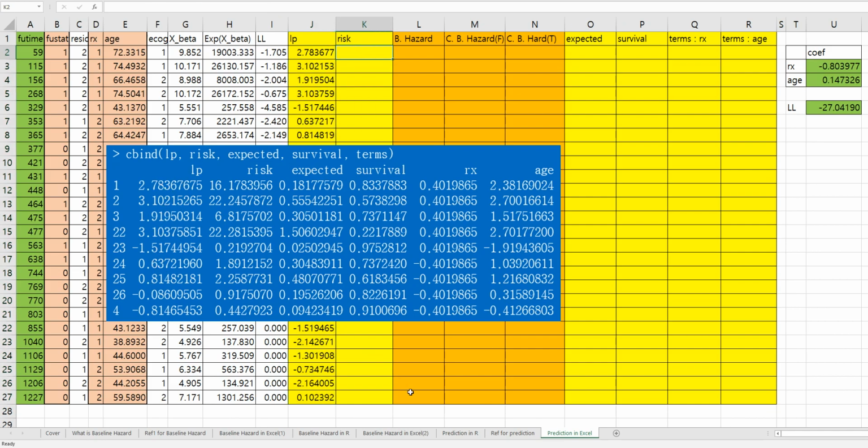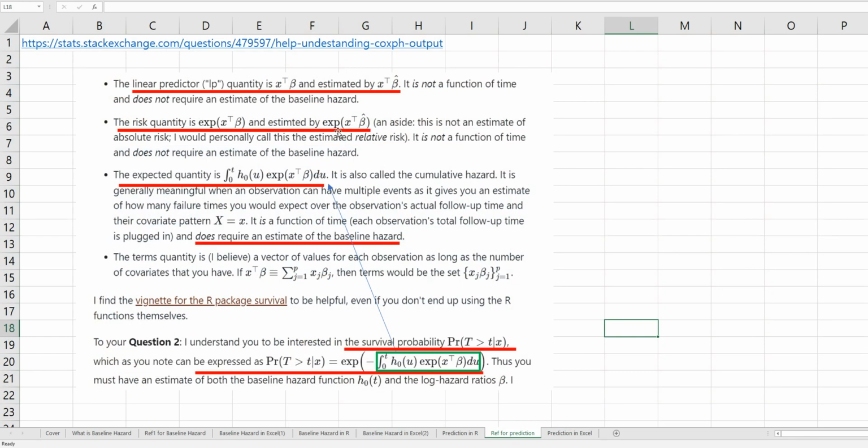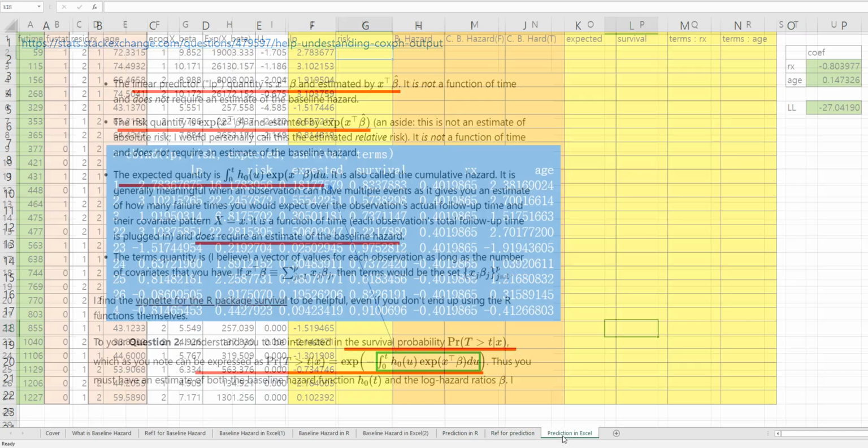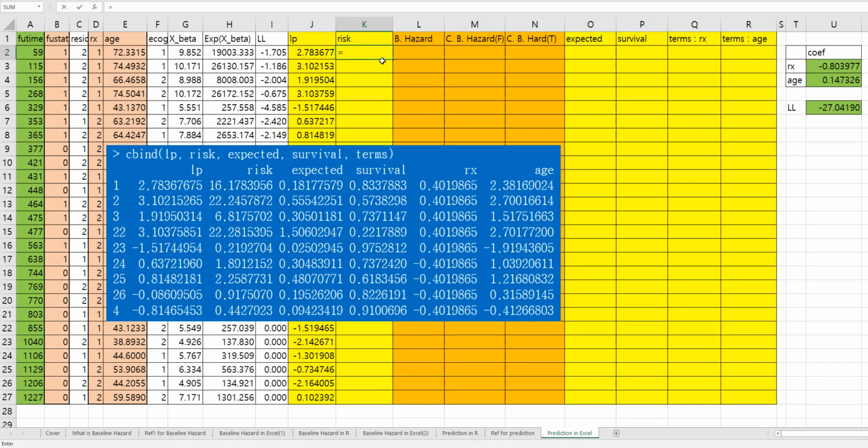And risk can be calculated by exponential of linear predictor. So exp of J2, right? So this is the same as our output again, right? The next one is actually expected value.